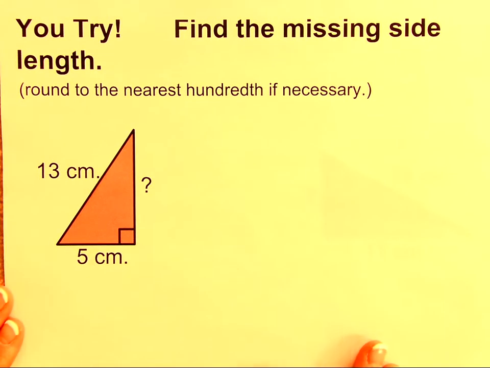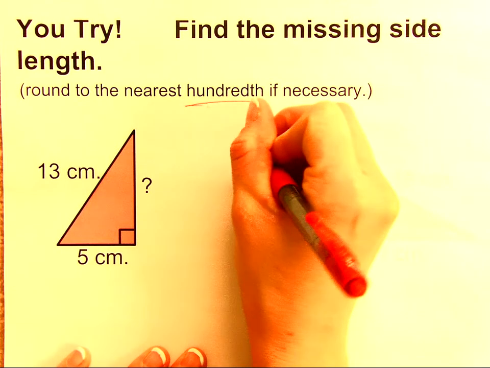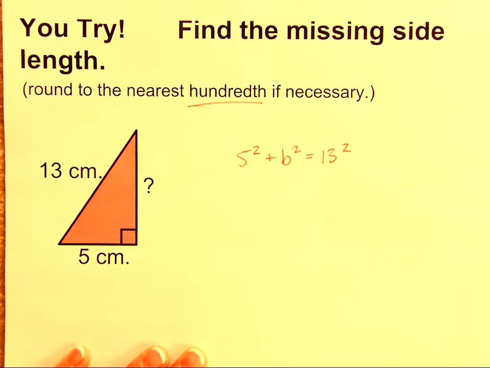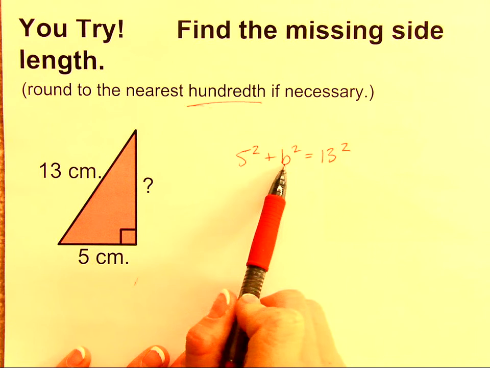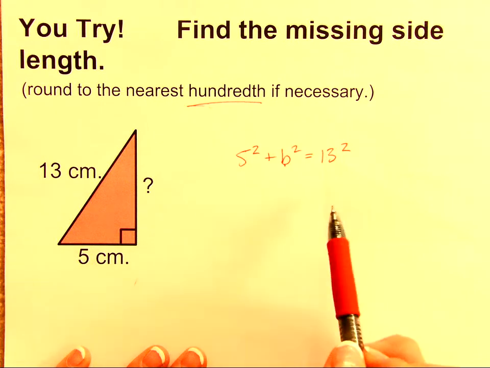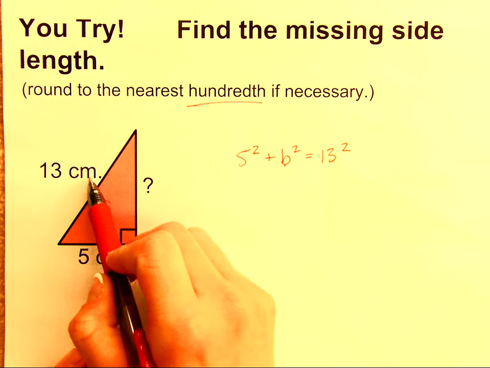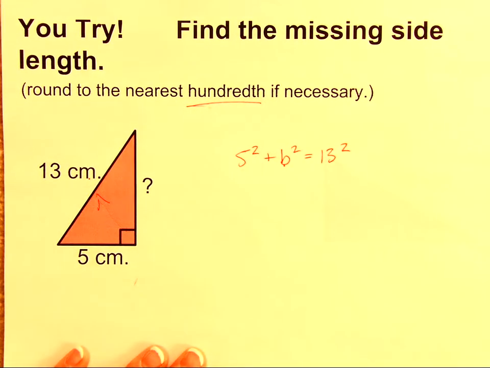Pause the video again and try this one, still rounding to the hundredths place. Right, again, remember, I set my problem up to solve for B. If you have it set up to solve for A, that's the same thing. The important part is that you have C being 13, because that's across that 90-degree angle. Your hypotenuse has to be that longest side.